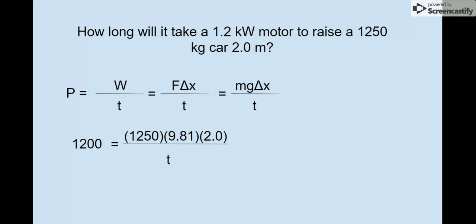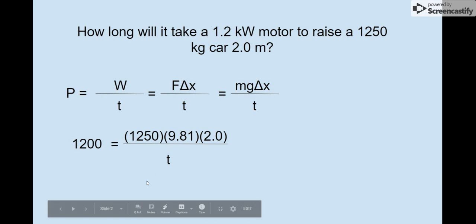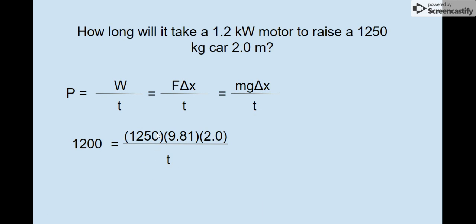Do note I didn't put in 1.2, I put in 1,200 for my power, because if you look back at the problem, it's 1.2 kilowatts, and we want to put in our base unit of watts, so 1,200 when I plug that in. Then I'm going to multiply the t over to the other side so that it's not on the bottom anymore, and then I'll multiply all three of these together to get a single term. So now I've got 1,200 t, and when I multiplied 1,250 times 9.8 times 2, I got 24,525.